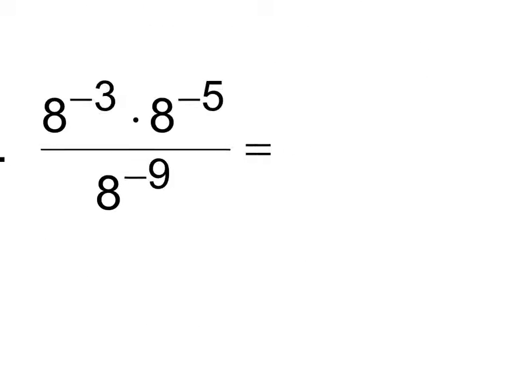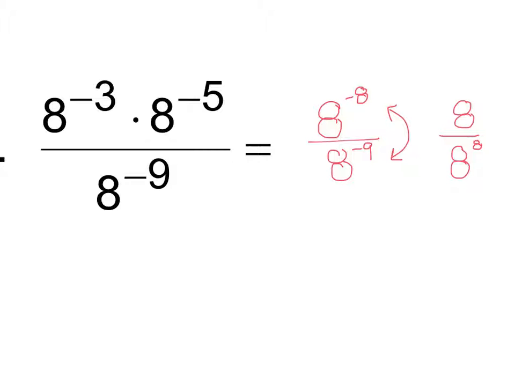We got lots of 8s here. Let's see, what do I want to do first? I'll go ahead and combine the top. So I add those exponents, so it makes it negative 8. And then I still have 8 to the negative 9 on the bottom. Let's flip it by pushing the numerator down. So that would be 8 to the positive 8. And then 8 to the positive 9 by pushing the bottom up.